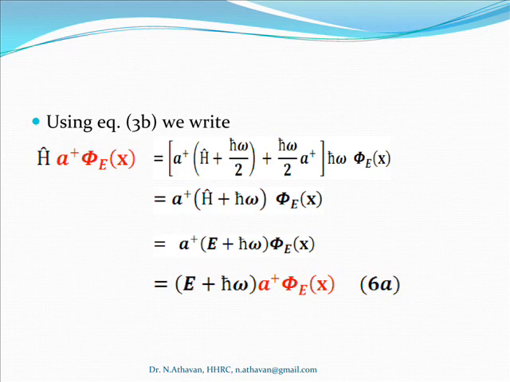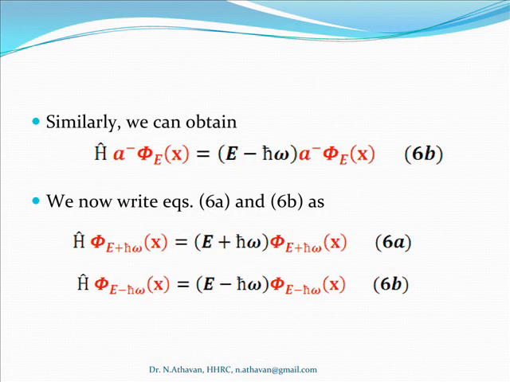Now I write it as A plus (half h cross omega plus half h cross omega will give us h cross omega) into phi E. As we know, this Hamiltonian operator on phi E will give us the energy eigenvalue E. So I substitute the value of E here. We get (E plus h cross omega) into phi E. So finally I write it as (E plus h cross omega) A plus phi E.